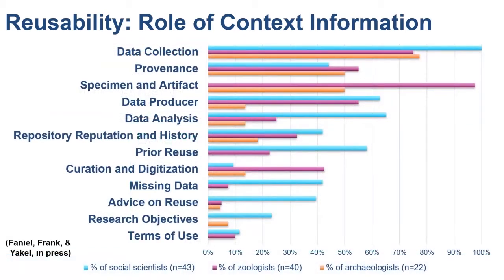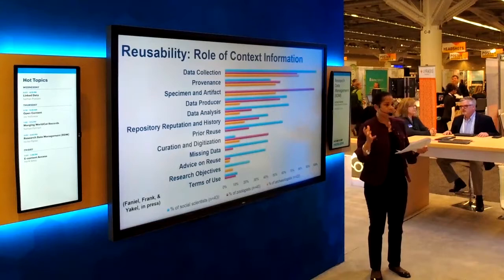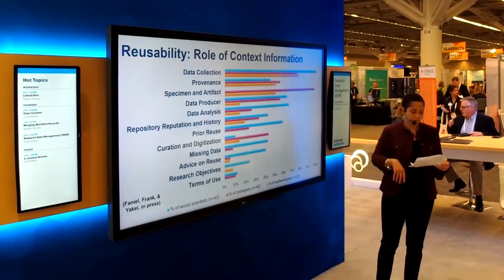These 12 types of context information are here on this screen as well. They're just arranged a little bit differently. Here they're arranged by the frequency with which the researchers mentioned these different types of context during their interviews. So it's probably not a surprise that data collection information is at the top. Three-quarters of researchers across these three disciplines mentioned data collection information.